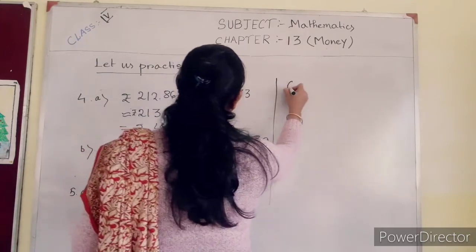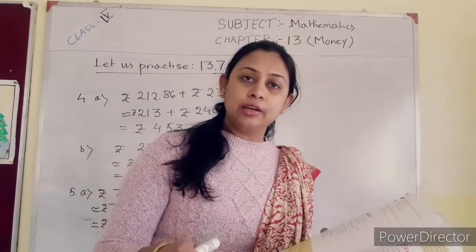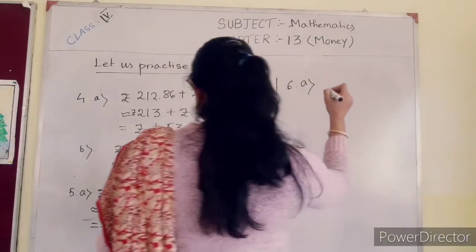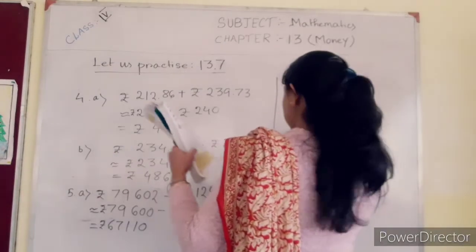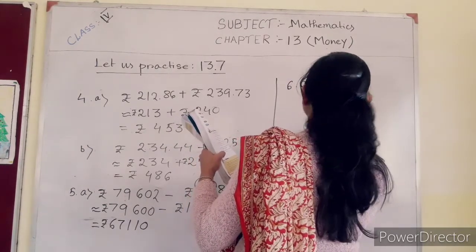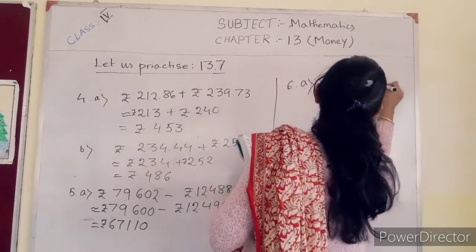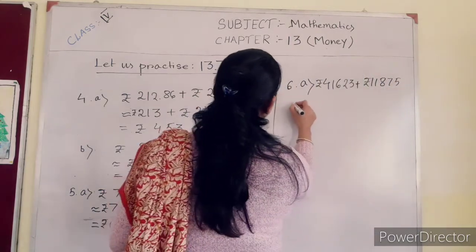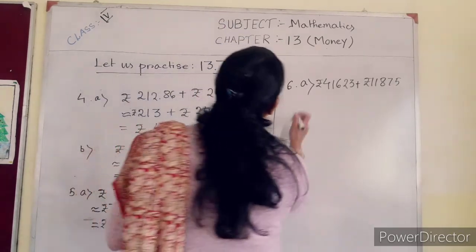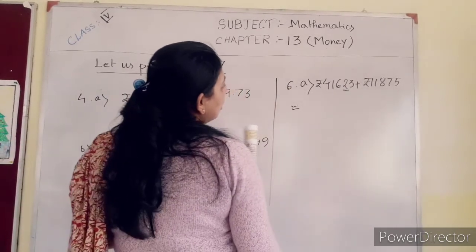Number 6. Estimate by rounding to the nearest 100 rupees. For the nearest 100 rupees you have to notice which digit is present in 10 place. Now 6A. Rupees 41,623 plus rupees 11,875. Estimate by rounding to the nearest 100 rupees. Approx. For the nearest 100 you have to observe which digit is present in 10 place.